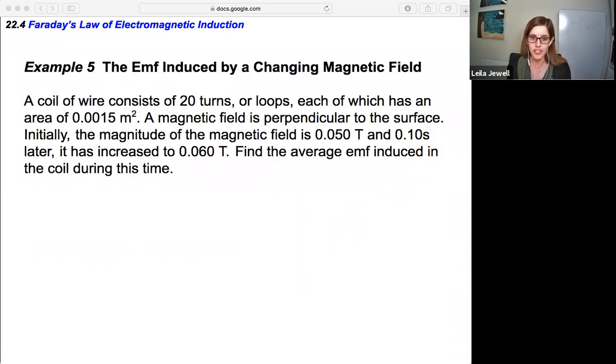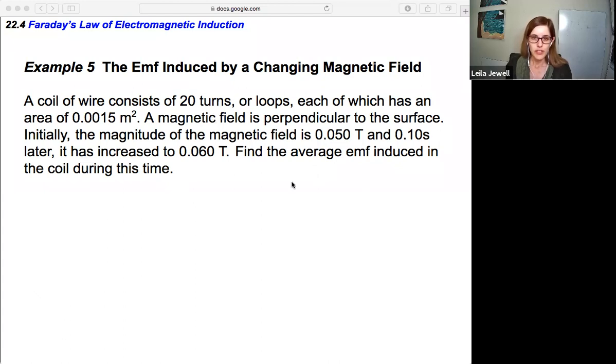Example 5, the EMF induced by a changing magnetic field. A coil of wire consists of 20 turns or loops, each of which has an area of 0.0015 square meters. The magnetic field is perpendicular to the surface. Initially, the magnitude of the magnetic field is 0.050 Tesla, and 0.1 seconds later, it has increased to 0.060 Tesla. Find the average EMF induced in the coil during this time.